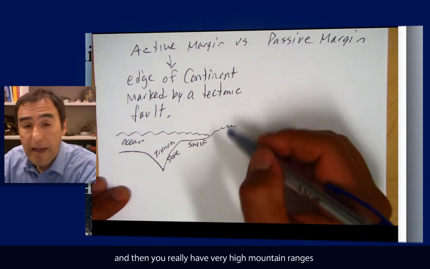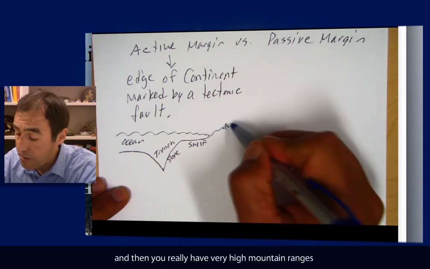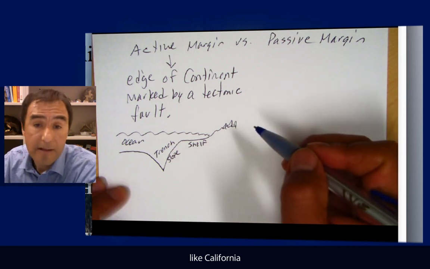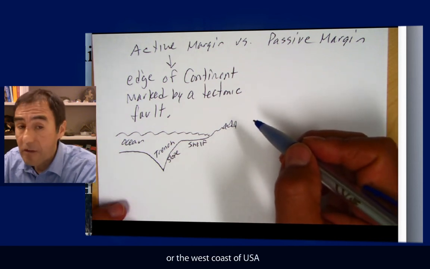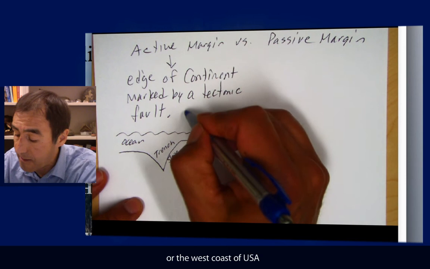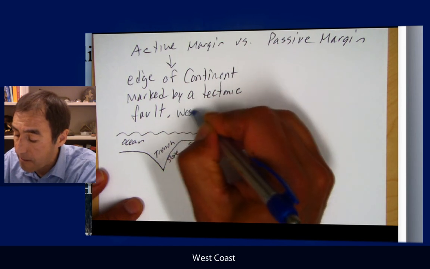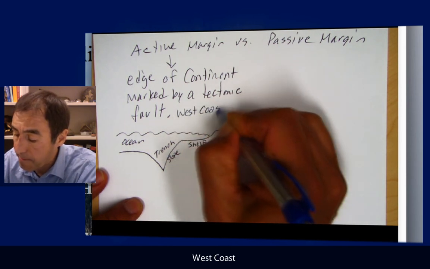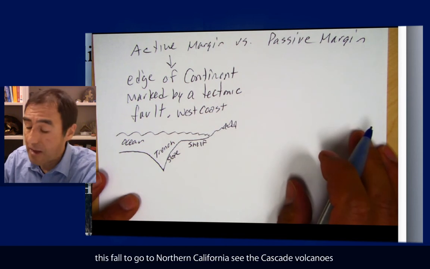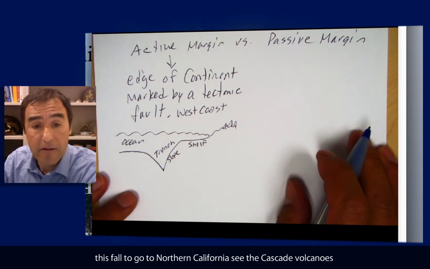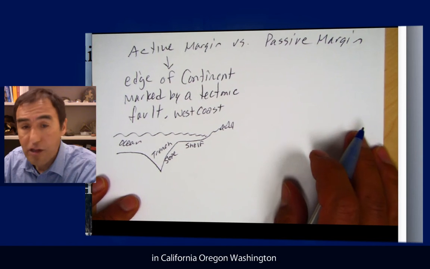And then usually we have very high mountain ranges in these active margins, like California or the west coast of the USA. So you think of this as west coast. San Andreas Fault. If you go up to Northern California, you see the Cascade volcanoes in California, Oregon, and Washington.